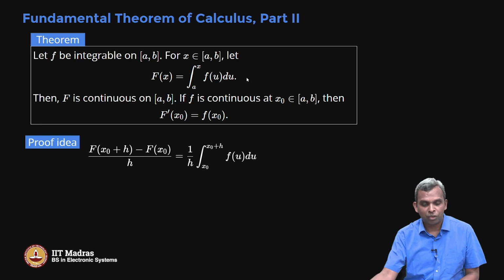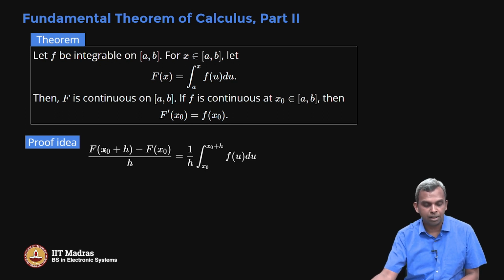So basically, if you have a function like this, and you look at the derivative limit, what is the derivative at x naught? It's [F(x naught + h) - F(x naught)] divided by h, limit as h tends to 0. This is my definition of derivative. Interestingly, the 1 by h stays as it is, and F of x naught plus h minus F of x naught is the integral from x naught to x naught plus h of f of u du.